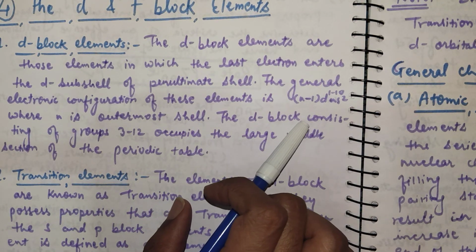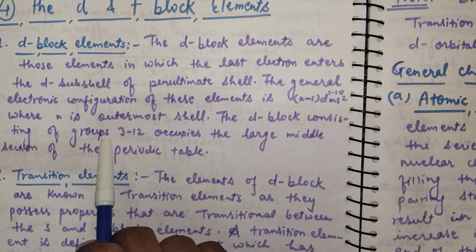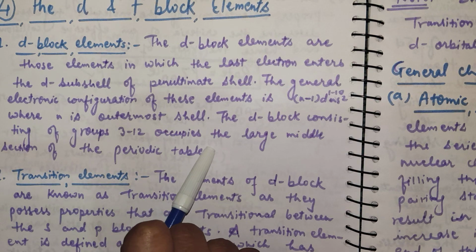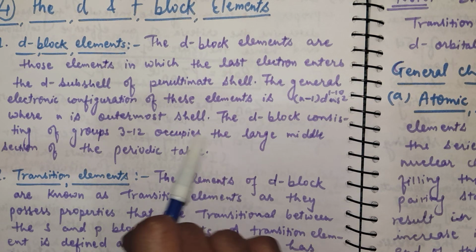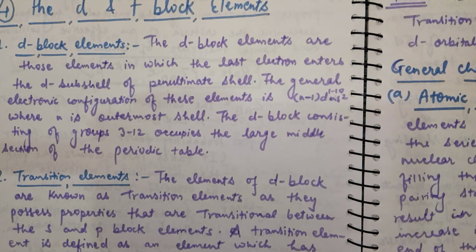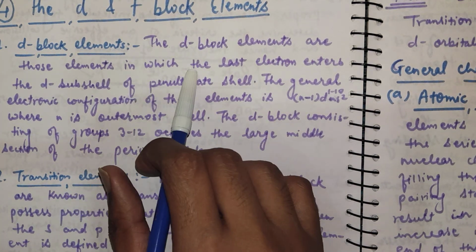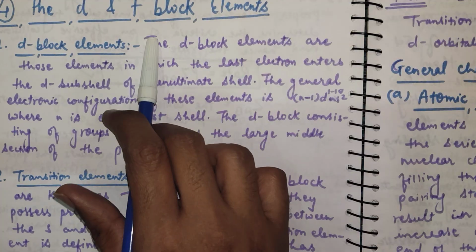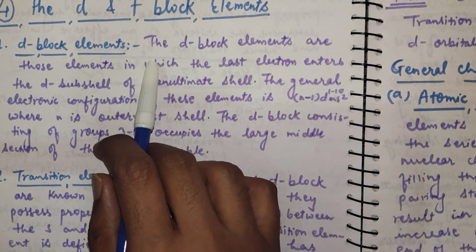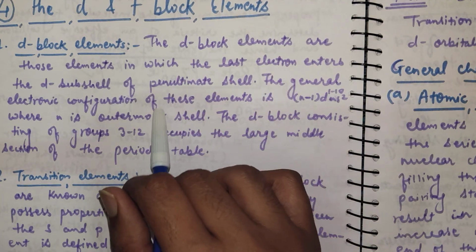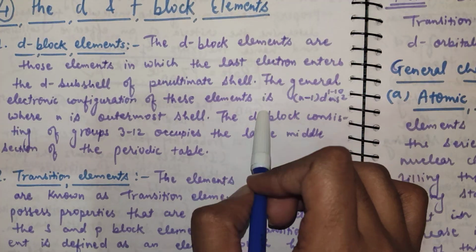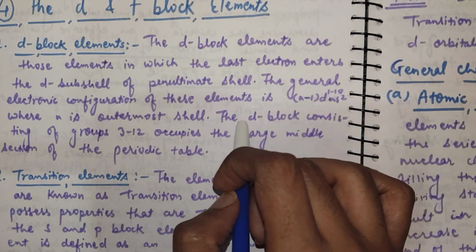The D block consists of groups 3 to 12 and occupies the large middle section of the periodic table. For example, you have seen the periodic table: in the mid section, between group 1, group 2 and the long group table from 3 to 12, we find the elements in the middle section of the periodic table, that is the D block, and the remaining are the P block elements.